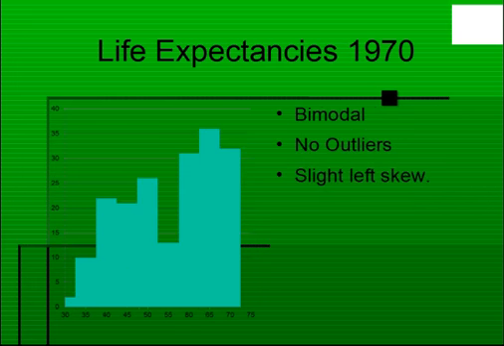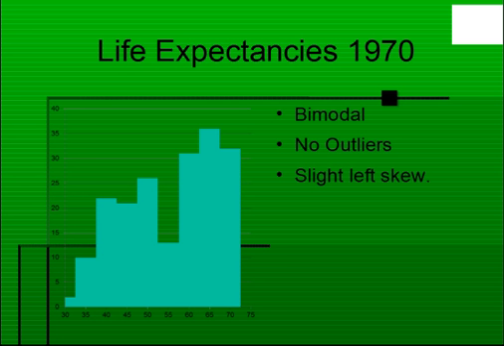If we look at the same variable, life expectancy, in 1970, the histogram is quite different now. This time it looks bimodal. Furthermore, there are no outliers, and there is a slight left skew. One more interesting thing which is not obvious is that the scale of the data has shifted.